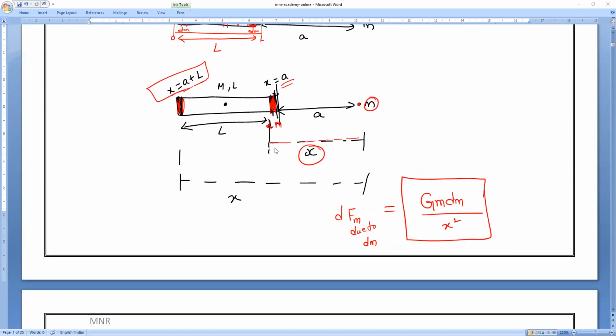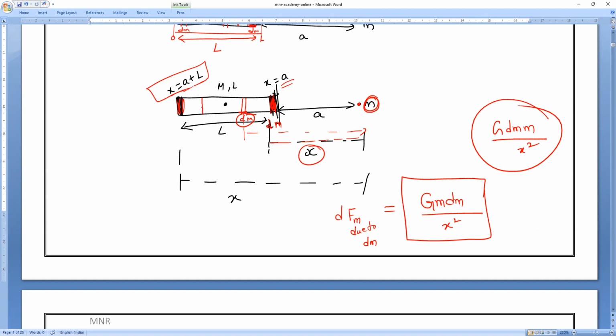Now, like this, you may take a segment here. I'm not saying from here. If you imagine from here to here also x, then it will become that. So G into, and this particular mass is dm, and this mass is m. So I'm writing G into dm into m divided by the distance between them. I'm taking it as x, so it will become x square.